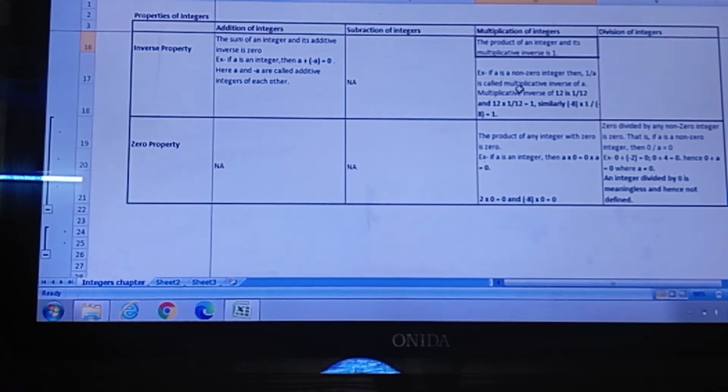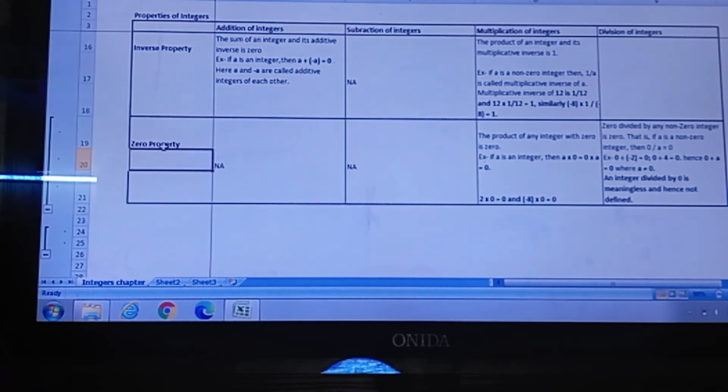Moving on to multiplication. The product of an integer and its multiplicative inverse is 1. For example, if a is a non-zero integer, then 1 divided by a is called the multiplicative inverse of a. The multiplicative inverse of 12 is 1 by 12, and 12 into 1 by 12 is equal to 1. Similarly, 8 into 1 divided by 8 is equal to 1. So this is about multiplication of integers. We don't have any inverse properties in division.